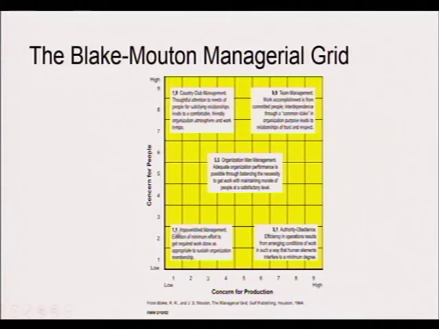So if we look at the impoverished management, this is where the concern for people and the concern for production is very, very low, compared to the extreme opposite, where the concern for people and the concern for production is very high. Those two coordinates are in extreme.